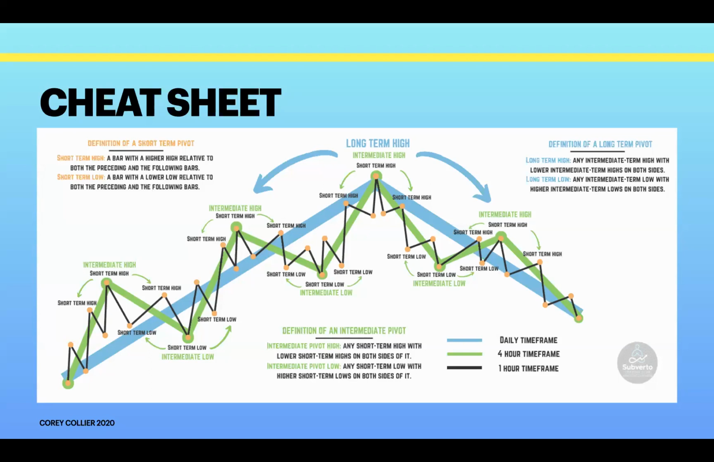I kid you not, guys. This is what you're learning. When those three things align, guys, bro, it's like magic. It's crazy. But this is the cheat sheet, guys, to understanding this system.